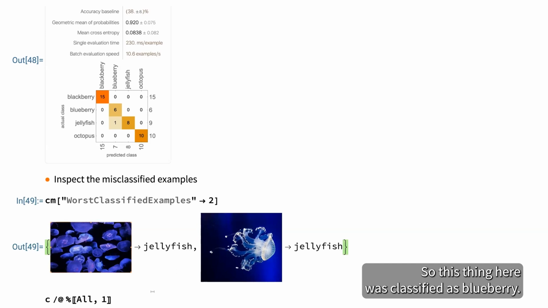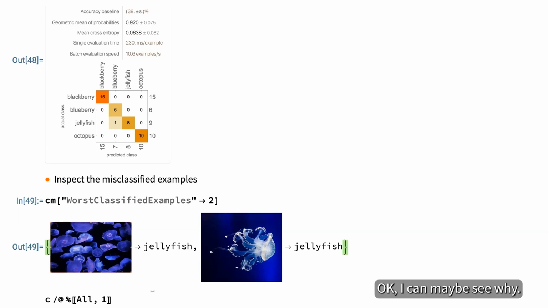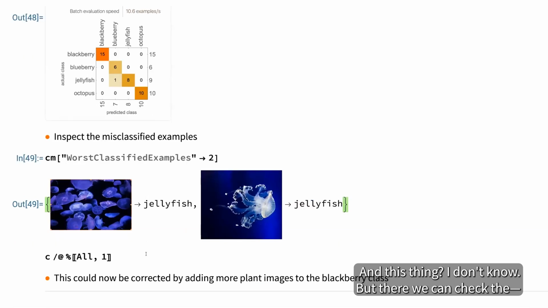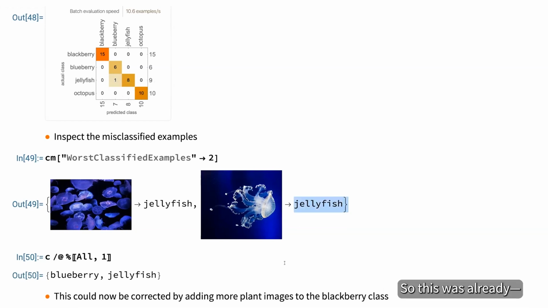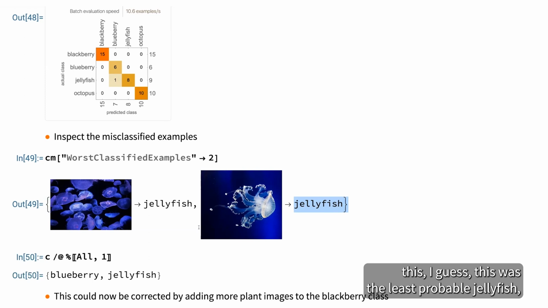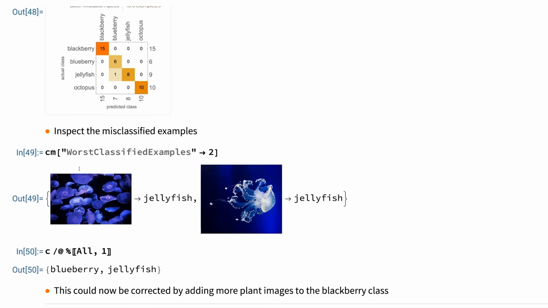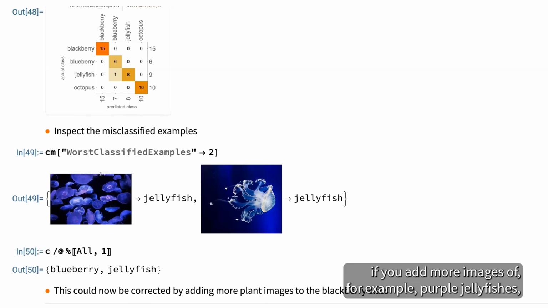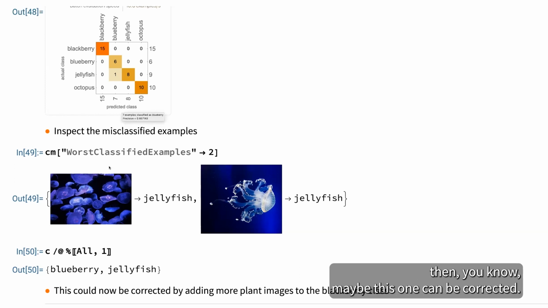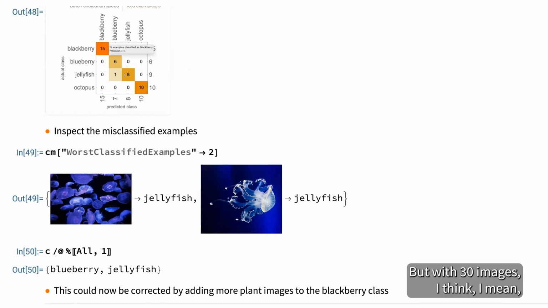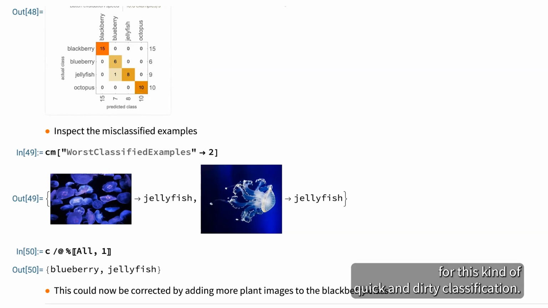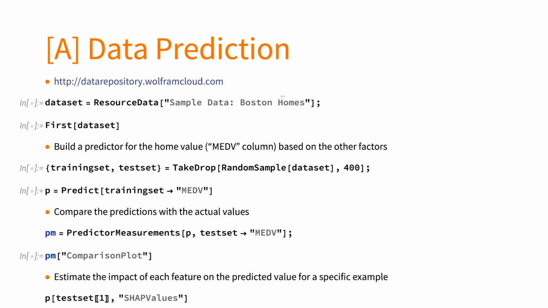So this thing here was classified as blueberry. Oh, okay, I can maybe see why. And this thing, I don't know, but we can check. Okay, no, sorry, it was only one error. So this was already this. I guess this was the least probable jellyfish, but still a jellyfish, as you can see here. If you add more images of, for example, purple jellyfishes, then maybe this one can be corrected. But with 30 images, I think this is a pretty good result for this kind of quick and dirty classification.